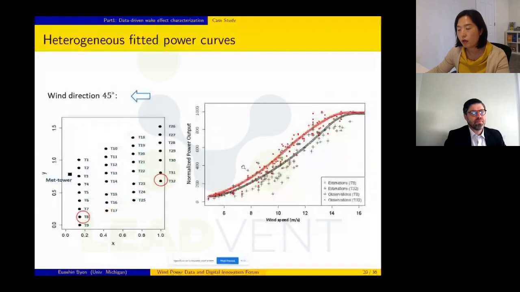On the other hand, when the wind direction changes, so when the wind blows from east to west, then T32 becomes the upstream turbine and T8 becomes the downstream turbine. So the power curve of T32 becomes this. Basically, the power curve of T32 changes depending on the wind direction.